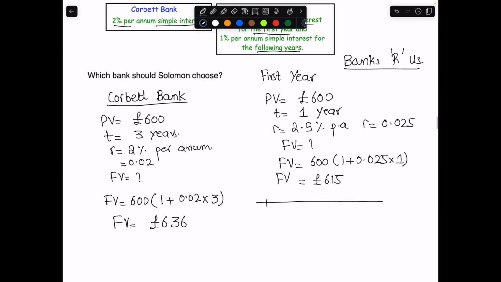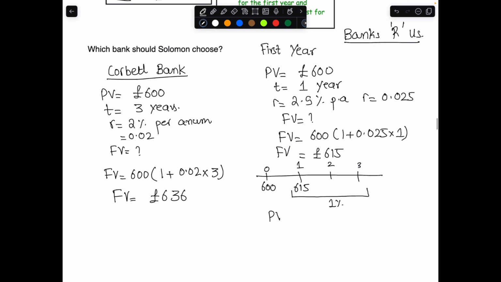Now remember, this was year 1, this was year 0. So you had £600. After year 1, you have £615. Now I need to calculate for years 2 and 3. Now this is gone, which means now I start my calculations from here, because here I get my interest or simple rate of return as 1% for the next 2 years.